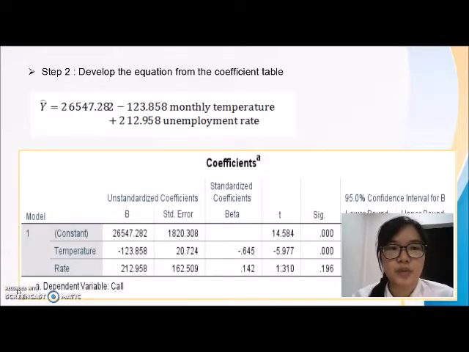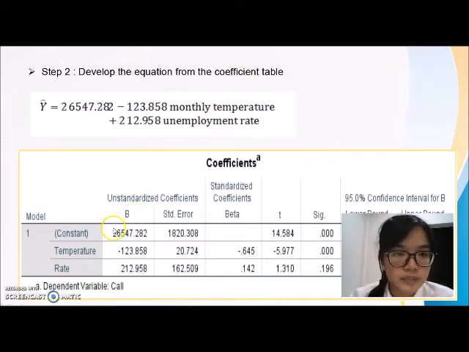In this assignment, we will be using SPSS to analyze our data. After the analysis, we get the coefficient table. The next step is to use the coefficient table to construct our equation. The formula for the equation is y hat equals b naught plus b1x1 plus b2x2. We can get the values of b naught, b1 and b2 in the coefficient table.